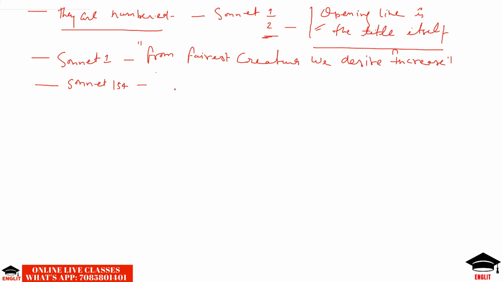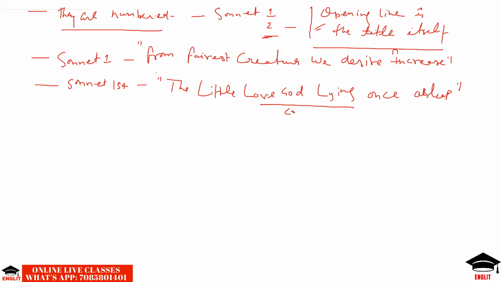And the last sonnet, sonnet 154, is titled The Little Love God Lying Once Asleep. This little love god referred to Cupid. As we said, the last two sonnets were allegorical treatments of Greek themes. So the first sonnet has the title From Fairest Creatures We Desire Increase, and the last sonnet has the title The Little Love God Lying Once Asleep.